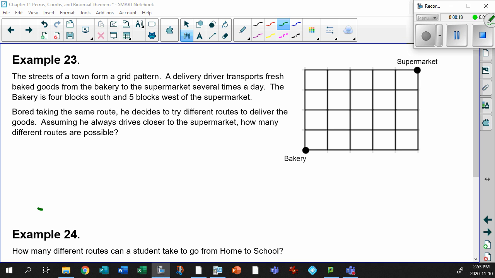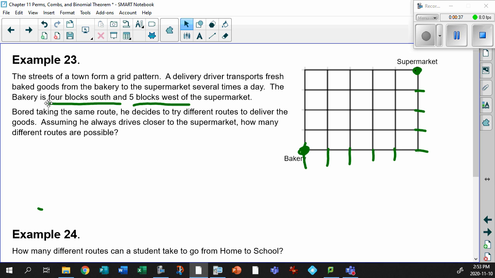The bakery is 4 blocks south, 5 blocks west. So there's the bakery, there's the supermarket. 4 blocks south from the supermarket would be 1, 2, 3, 4. 5 blocks west, 1, 2, 3, 4, and he arrives at the bakery there, or vice versa. So if you think about it, it says bored of taking the same route, he decides to try different routes.